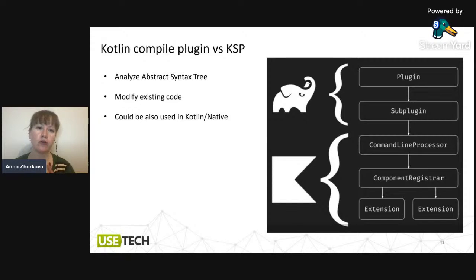What is the structure of a Kotlin compiler plugin? A Kotlin compiler plugin consists of two main parts. The first part is the Gradle part. It's a plugin registrar and sub-plugin registrar. So there are a lot of samples of how to register your own plugin.